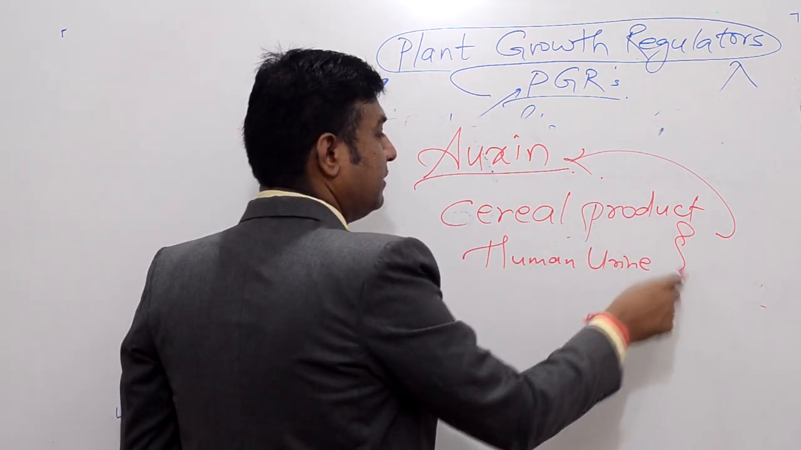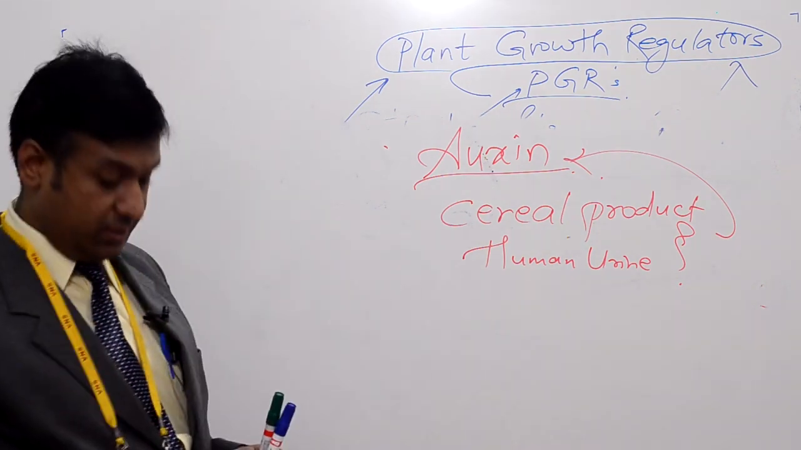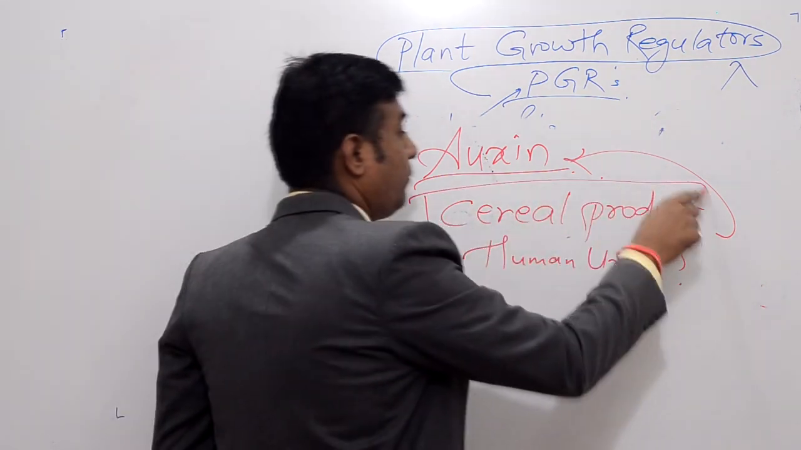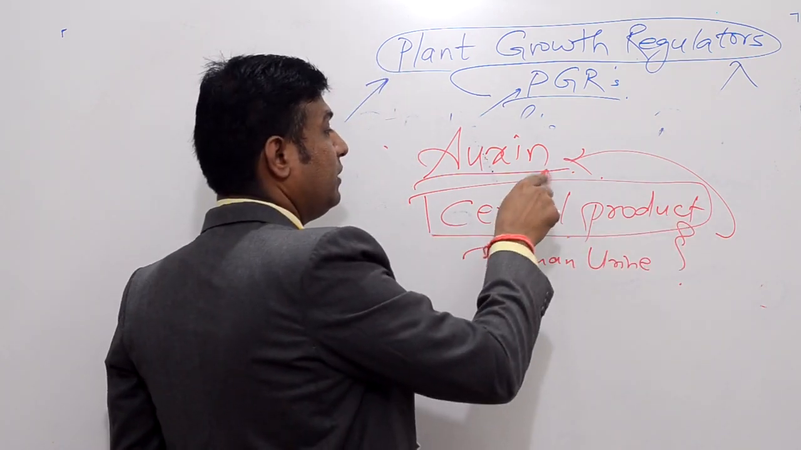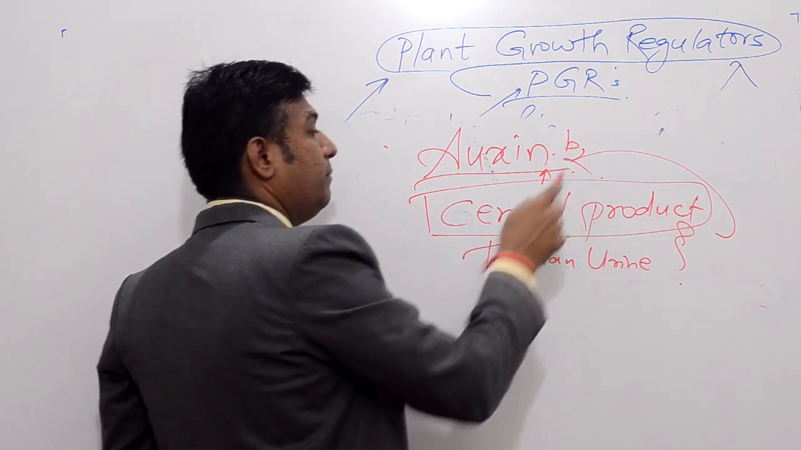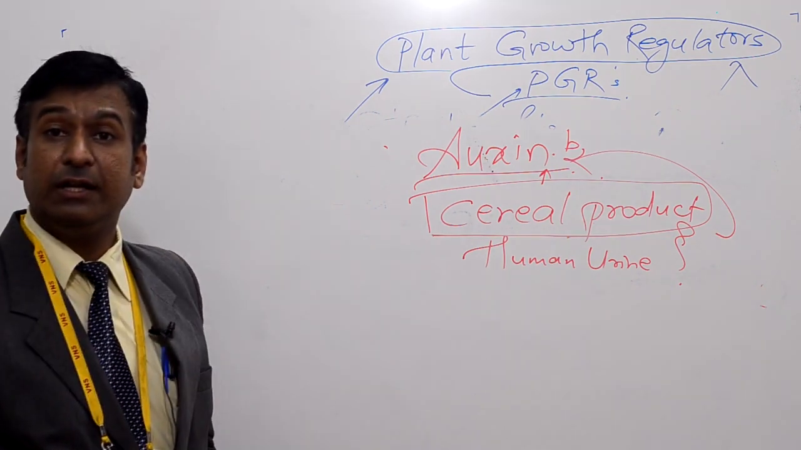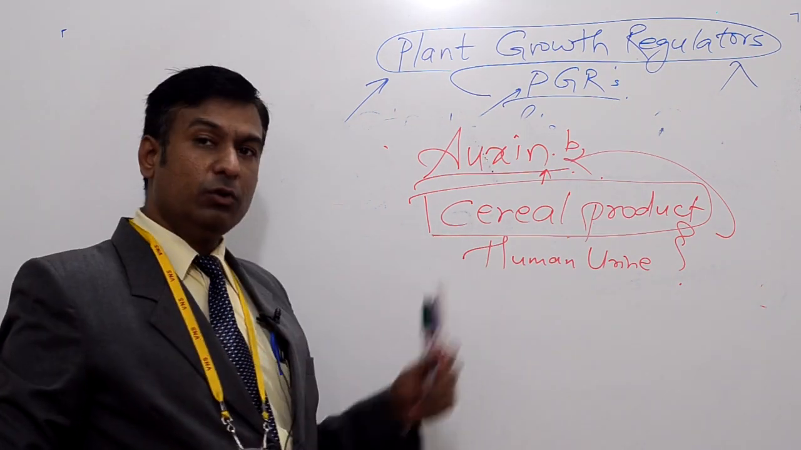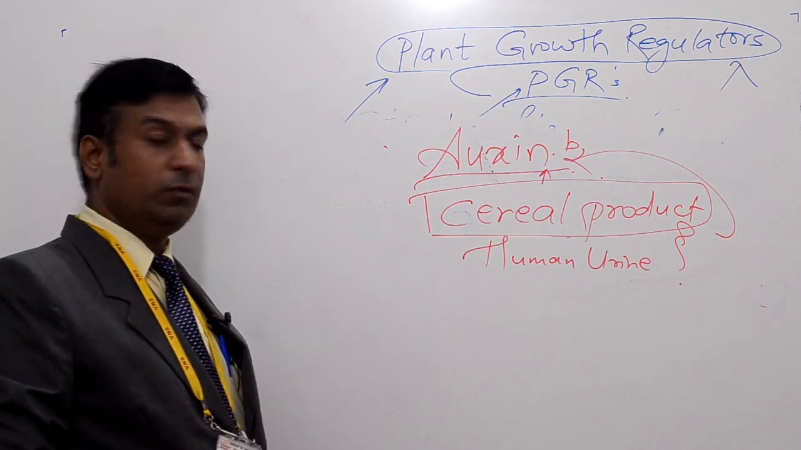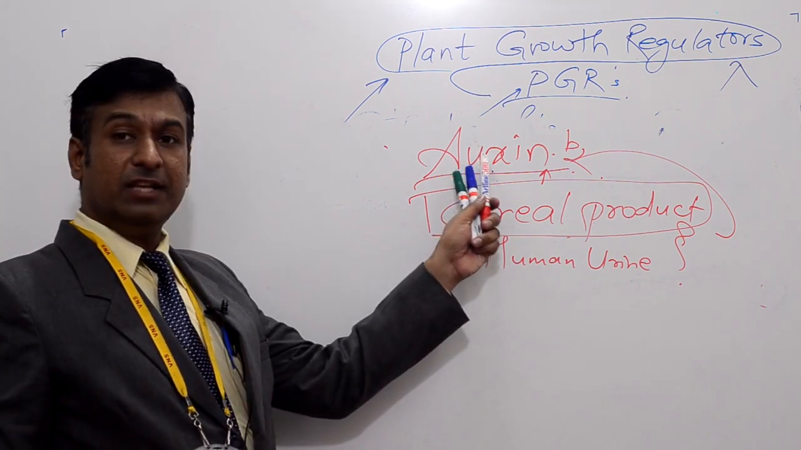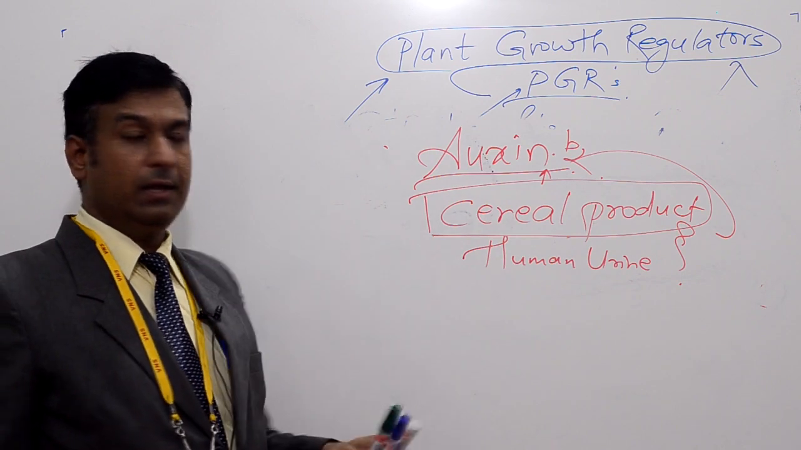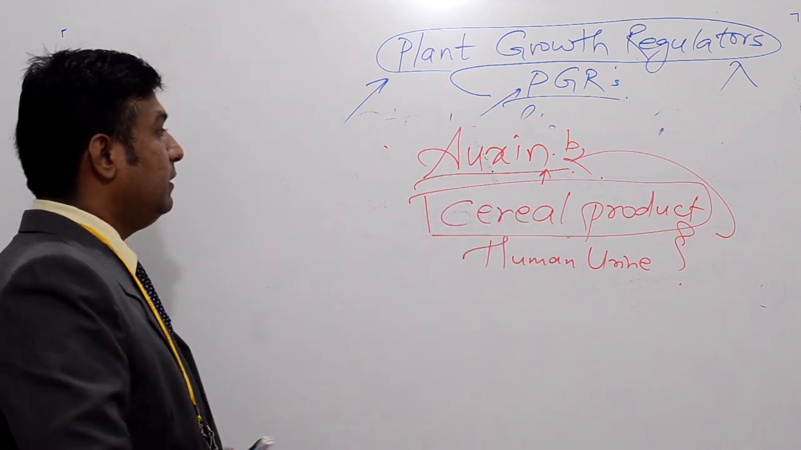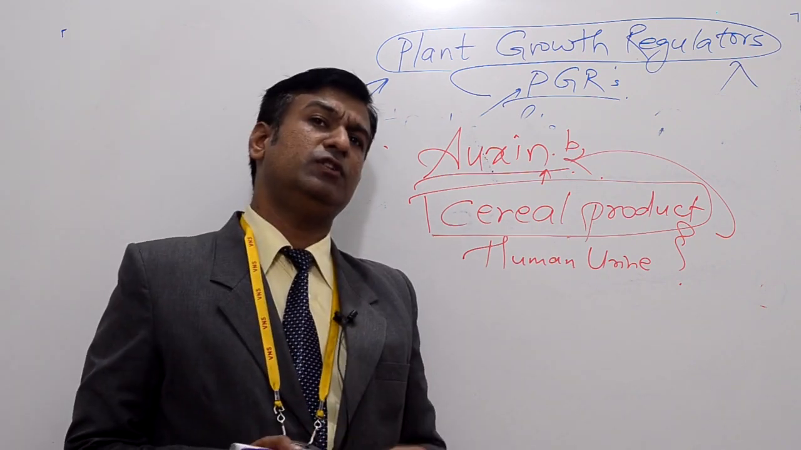तो ये आया कहाँ से? When they observed this cereal product, they saw that an auxin type of compound is present in the cereal product, that is auxin B. So firstly, the plant growth regulator which was isolated from human urine, they came to know that auxin B is present in various products in plants. And then they studied what kind of features they are showing.